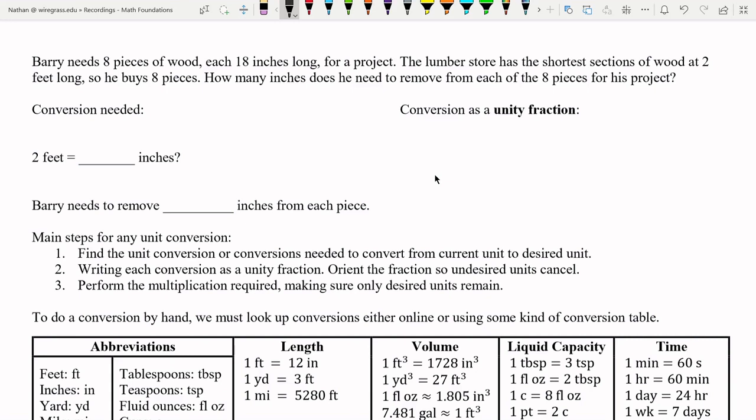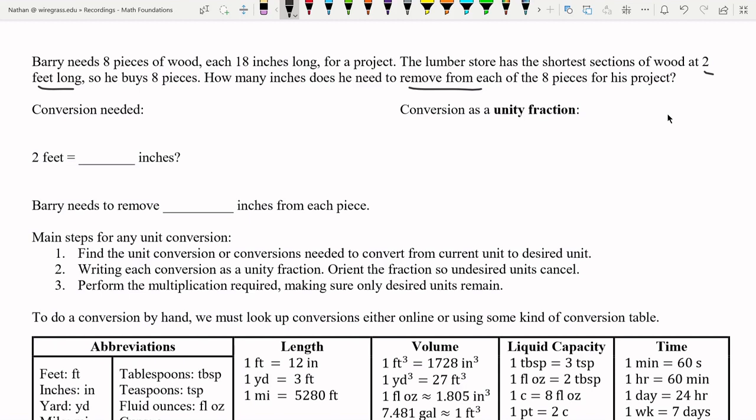Barry needs 8 pieces of wood, each 18 inches long, for a project. The lumber store has the shortest sections of wood at 2 feet long. So he's going to buy 8 pieces so that he can cut them down to the 18 inches that he needs. How many inches does he need to remove from each of the 8 pieces for his project?